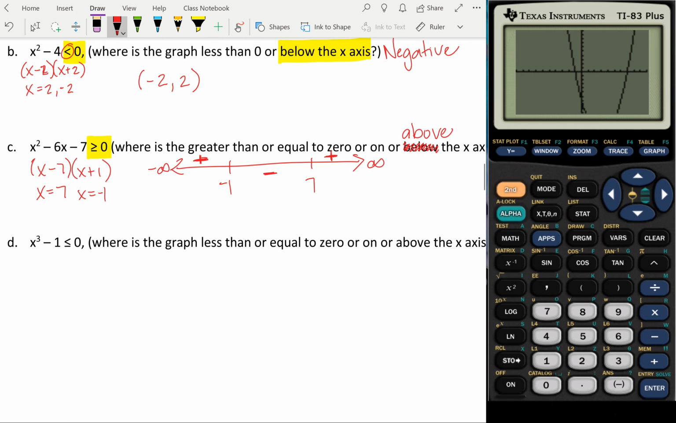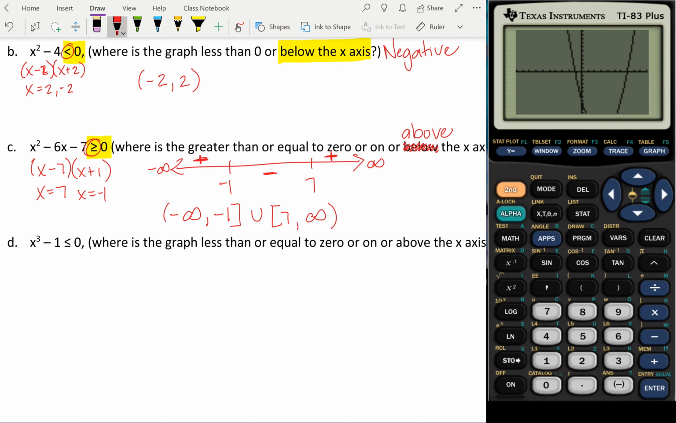So I said, where are they greater than or equal to 0? Meaning, where are they positive? Well, if I do my interval notation from -infinity to -1, I'm going to use a bracket because I had a greater than or equal to. Because I have two of them, I know it's going to be a union. Again, I use a bracket because it's greater than or equal to, from 7 to positive infinity.